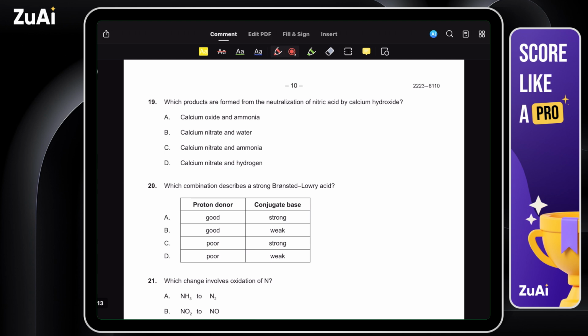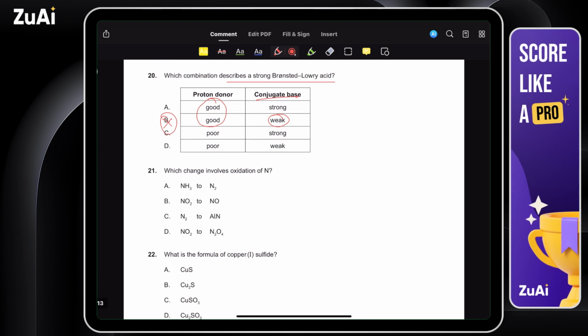Which products are formed from the neutralization of nitric acid by calcium hydroxide? So calcium nitrate and water. That's a very simple question. Which combination describes a strong Bronsted-Lowry acid? So always remember, if the acid is strong, it's a good proton donor. Its conjugate base is always weak, always.